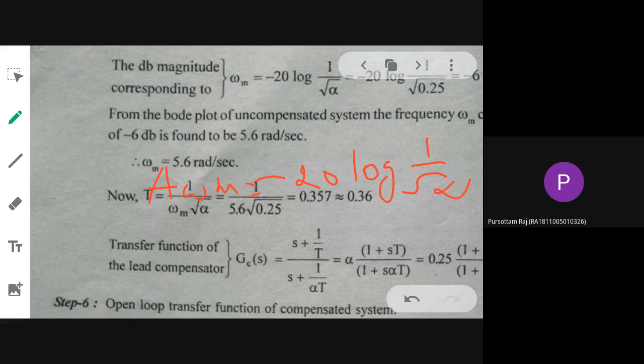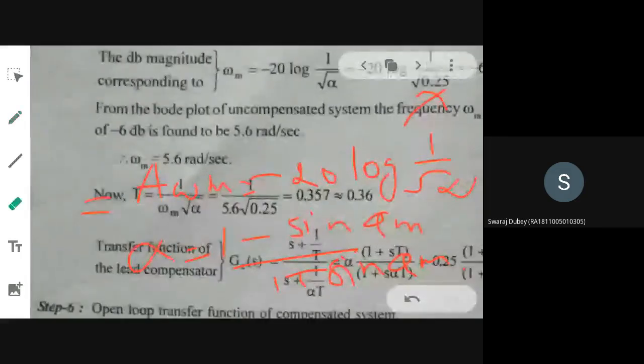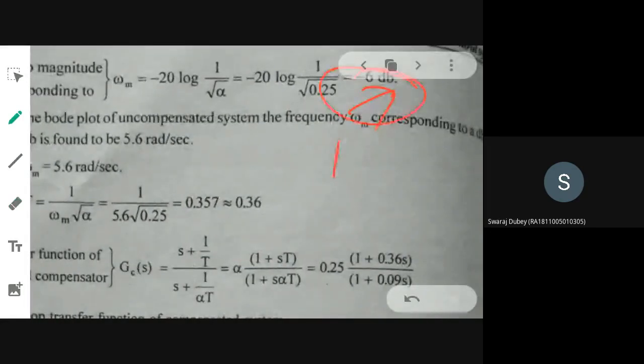Alpha is calculated by 1 minus sine phi m divided by 1 plus sine phi m. That value is equivalent to what value? 0.25. So what is the gain value? Tell me the gain value by substituting alpha. 20 log of 1 by root 0.25. Minus 6 dB is the answer. Okay, minus 6 dB is A at omega m.